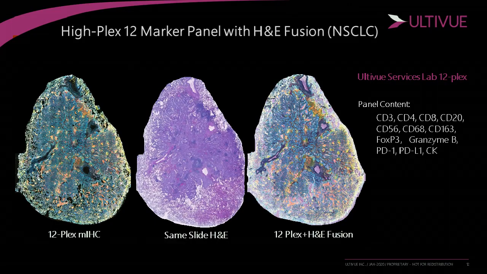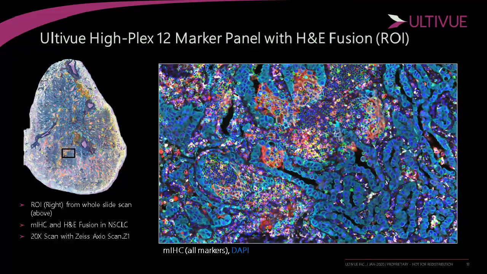And I'm going to show you here an example on a sample that has been stained with a 12-plex panel that we have developed and we currently offer in our services lab, which includes the main markers of immune cells. And here again, it's a non-small cell lung cancer whole slide that you see on the left side. You see the 12-plex multiplex IHC image. In the middle, you see the same slide, H&E. And then in the last image, you see the fusion of H&E and fluorescent image.